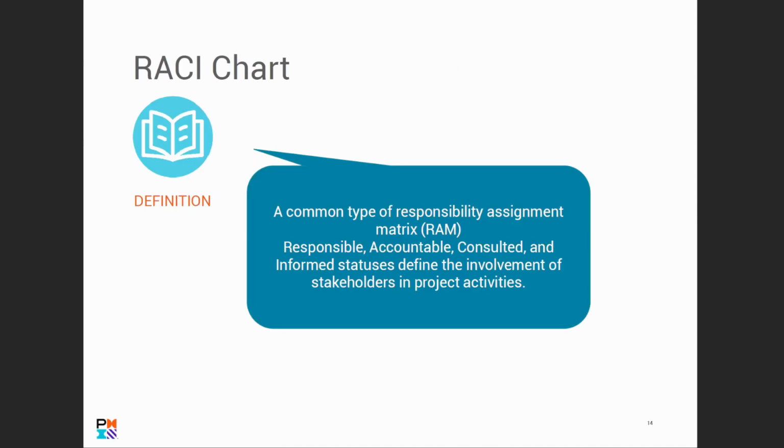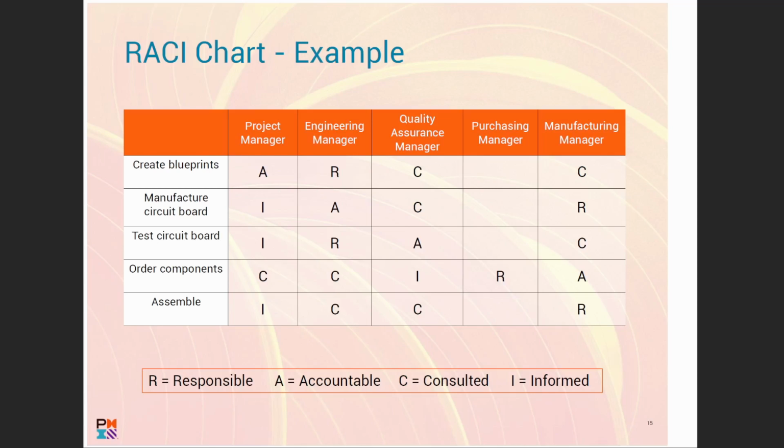So one of the tools we saw previously that lets you build your team is the RACI chart. What is it exactly? A common type of responsibility assignment matrix. It's going to define who's responsible, who's accountable, who's consulted, and who needs to be informed. And here is an example of the RACI chart.